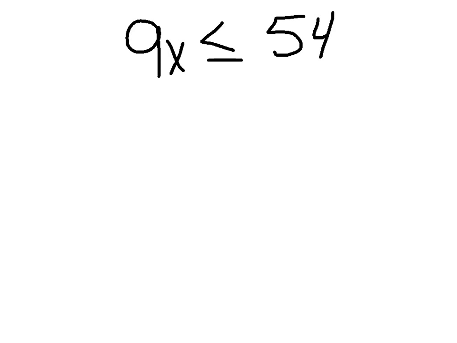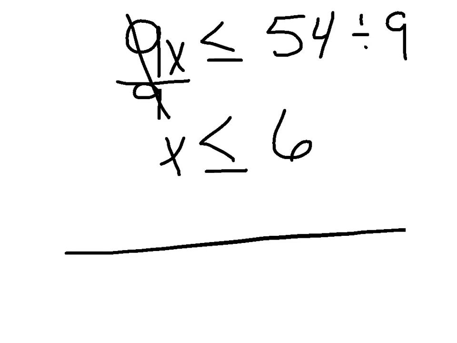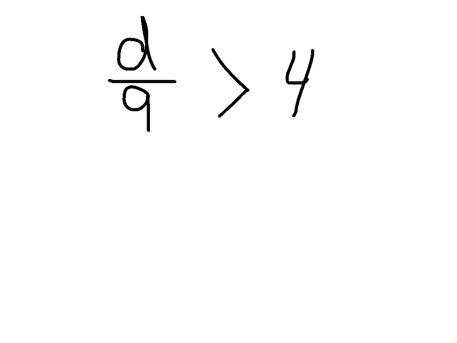Okay, let's solve the inequality 9x is less than or equal to 54. If we want to get x by itself, since it's being multiplied by 9, we need to divide both sides by 9. We're left with x is less than or equal to 6. We graph it on a number line, and since it could be equal to 6, we fill the circle in, and we draw an arrow to the left. Now try this problem on your own. Push pause to work the problem, and then play to check your answer.